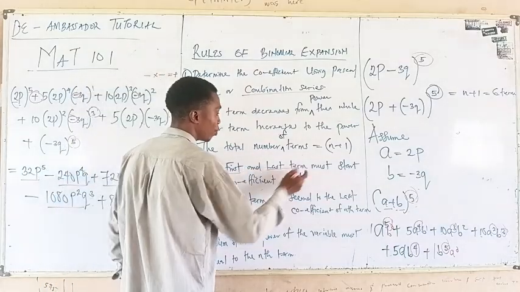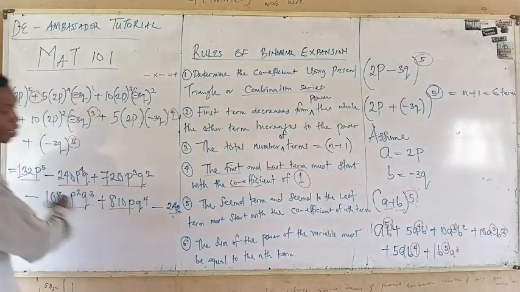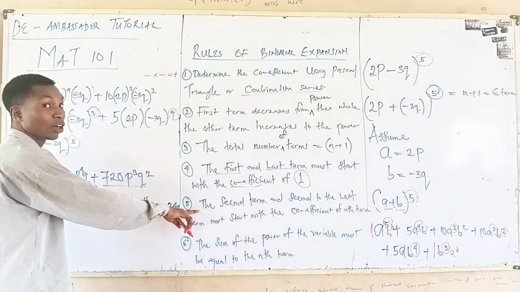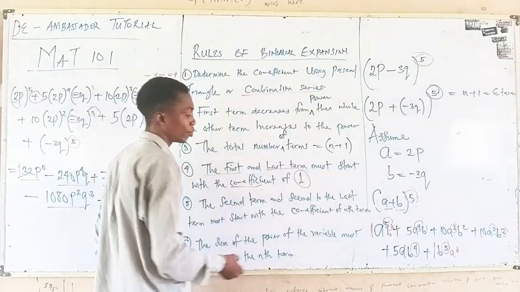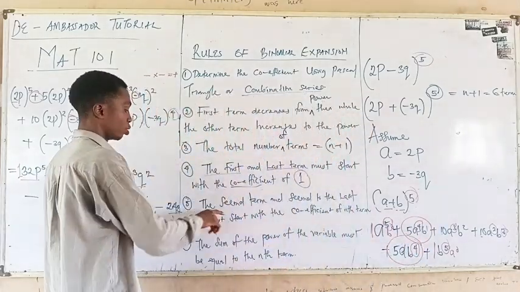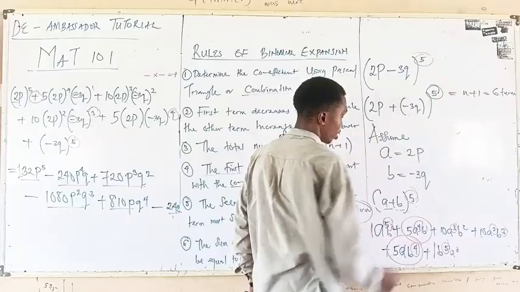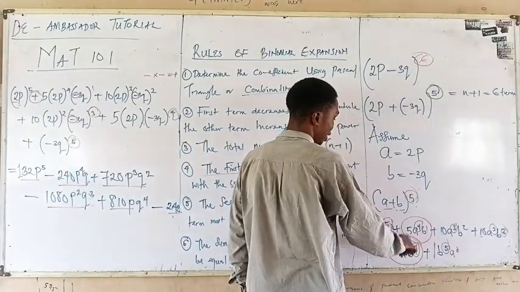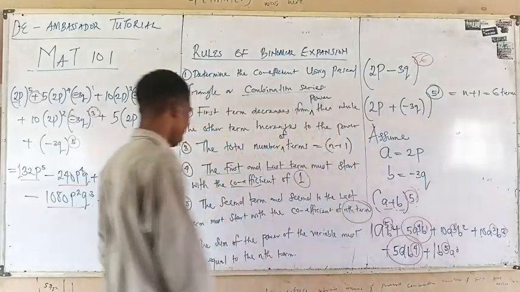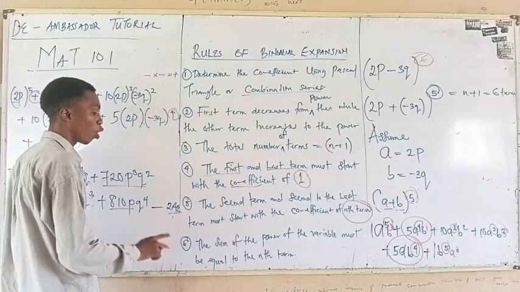The first and the last term must start with the coefficient of 1. Then the second term and second to the last term must start with the coefficient of the nth term. What's the n? 5. So it should be 5 and 5. If it was 6, it would be 6 and 6. If it was 7, then 7 and 7. That's balance. Then lastly, the sum of the powers of the variables must be equal to n.